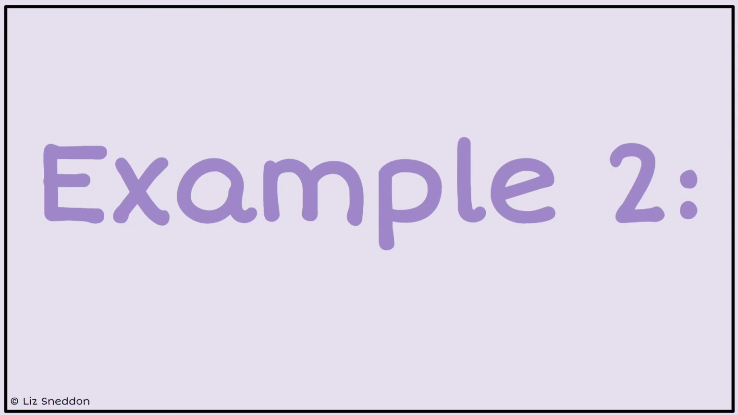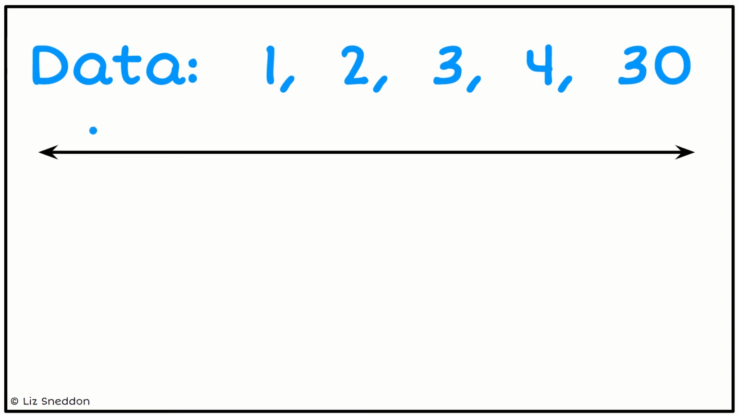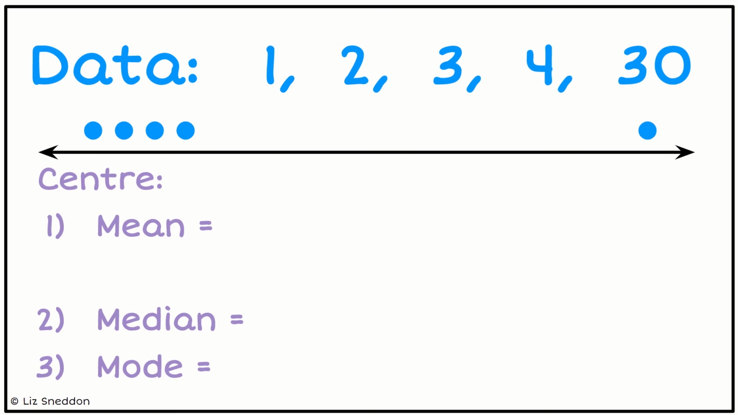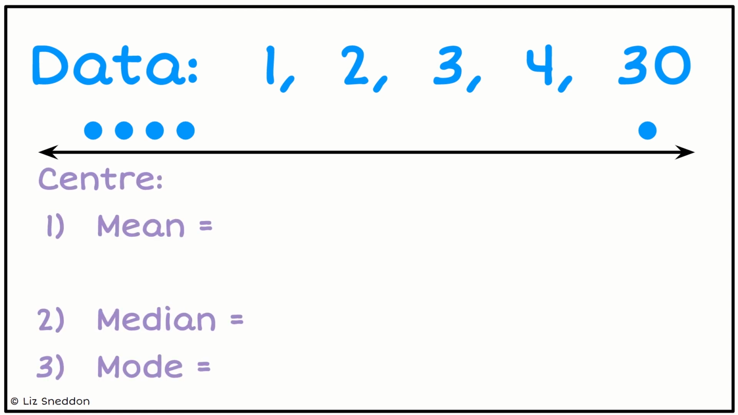Let's have a look at a different example. Say I have this data set, 1, 2, 3, 4, 30. When I come to draw this distribution, we can see we've got our data 1, 2, 3, 4, and then 30 is a long way away from that. So that's definitely an outlier. Let's find our measures of mean, median and mode, and we want to think about, is that outlier at 30 going to be included in any of these calculations?